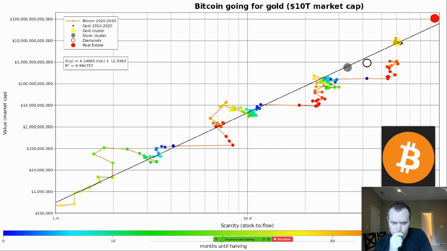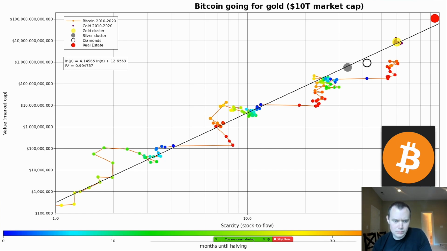So you have scarcity, that's stock to flow, on the x-axis. It goes from 1 to 100. And then you have the market value of Bitcoin on the y-axis, and it goes from 100,000 to around, what is it now? Well, a little under $1 trillion. And then you see the monthly close prices of Bitcoin. Those are the colored dots, and you can see that they grow in stock to flow. It gets scarcer and scarcer, and it grows in market value as well.